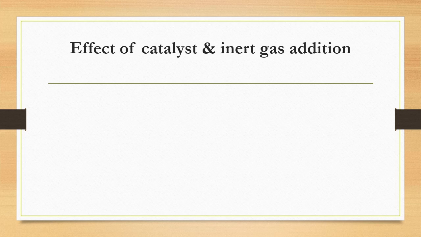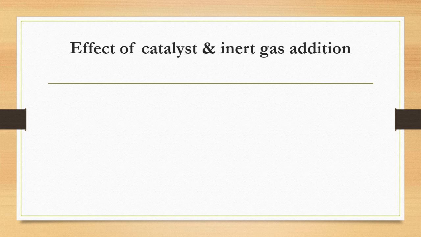Okay, next is effect of catalyst and effect of inert gas addition. So catalyst, usually these are the substances which are used to increase the rate of the reaction. If you add any catalyst to the equilibrium reaction, it won't change the equilibrium condition. Rather, it will increase the rate of the forward reaction as well as backward reaction. So equilibrium point is reached very quickly if you introduce any catalyst, but it won't affect the equilibrium condition. So that is the effect of catalyst.